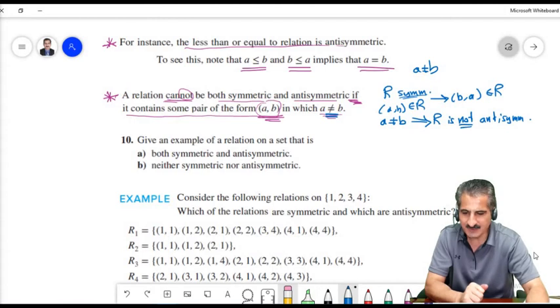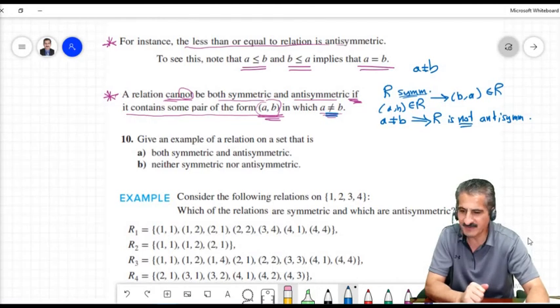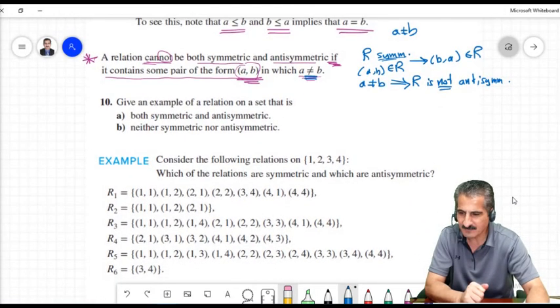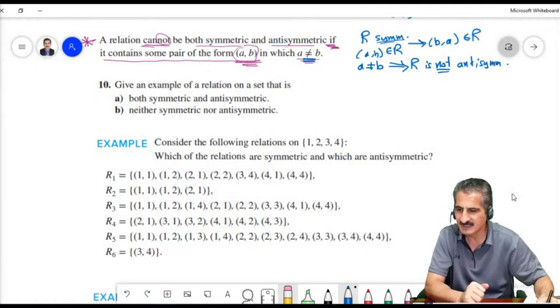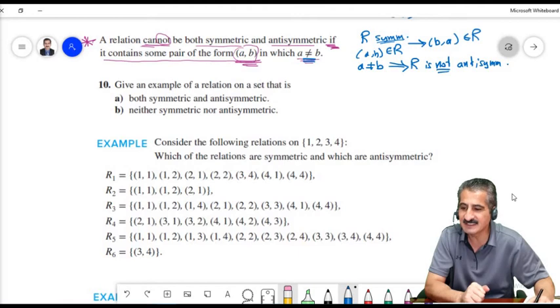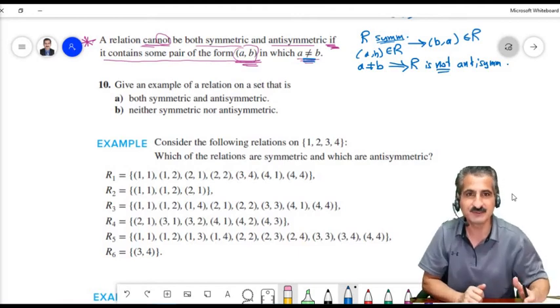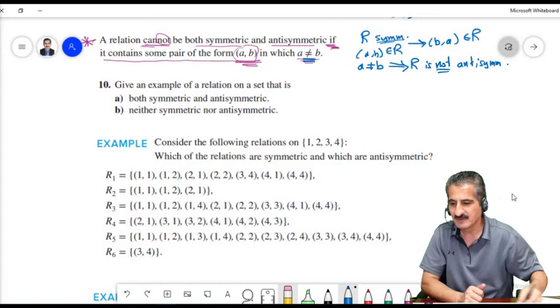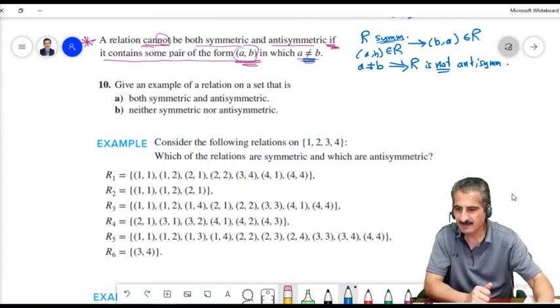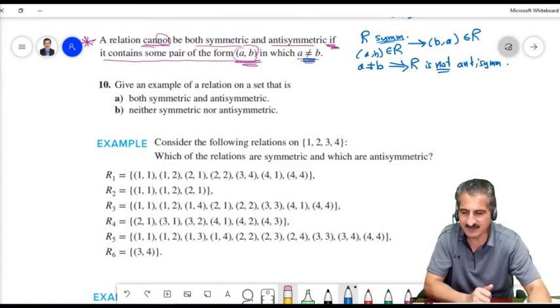So question 10 asks us to give an example. We will see more examples of this. Give an example of a relation on a set that is both symmetric and antisymmetric. So there are some relations that can be symmetric and antisymmetric. But we have seen above one case where this cannot happen. I will give you a chance to answer this question. Think about it. I will pause recording.